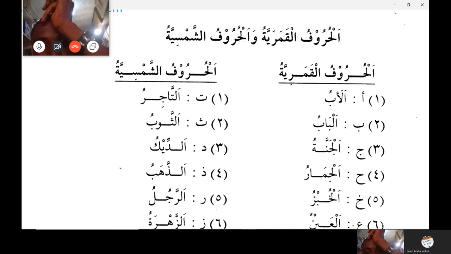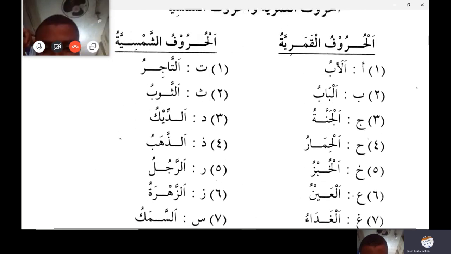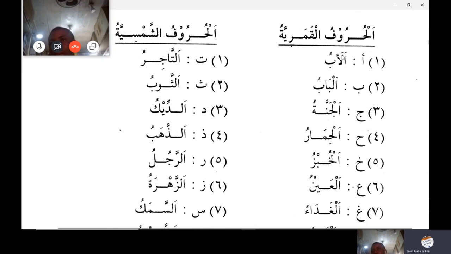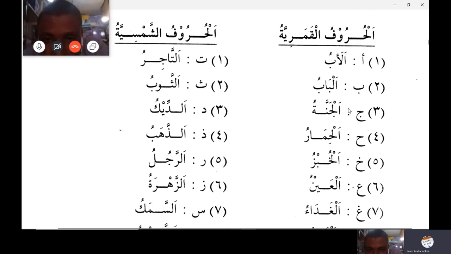Huruf al-qamariyya wa huruf ash-shamsiyya. What is the meaning of this huruf al-qamariyya or huruf ash-shamsiyya? In Arabic, you have 28 letters. 14 are called huruf al-qamariyya and 14 are called huruf ash-shamsiyya. In huruf al-qamariyya, you pronounce lam: al-abu, al-babu, al-jannatu. But in huruf ash-shamsiyya, you will not pronounce lam: at-tajiru, lam is silent. As-sawbu, lam is silent. Ad-diku, lam is silent. Okay?